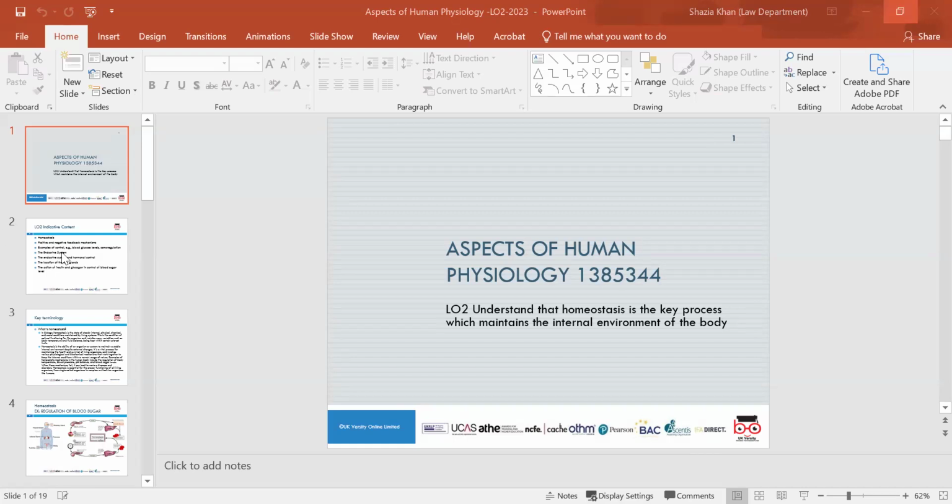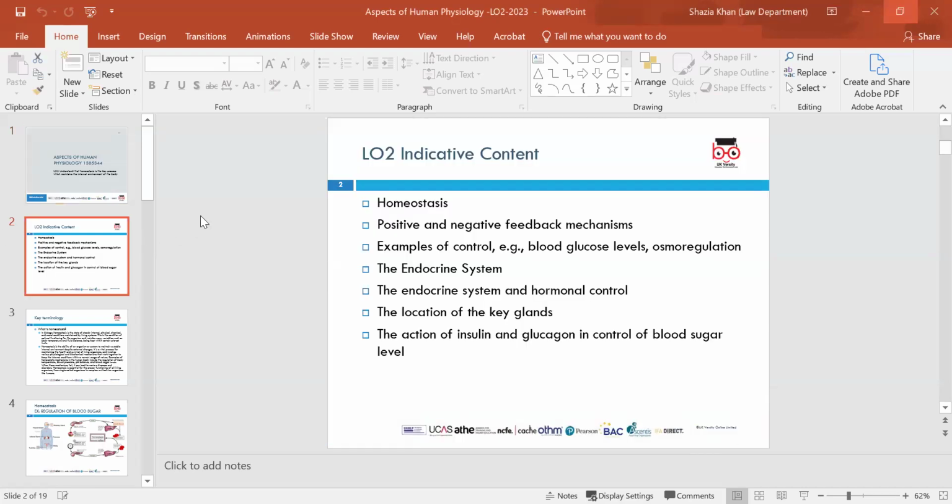The key indicative content is homeostasis, positive and negative feedback mechanisms, examples of control, blood glucose, osmoregulation, the endocrine system and the hormonal control. And we're going to look at the location of the key glands and the action of insulin and glucose in the blood sugar levels.